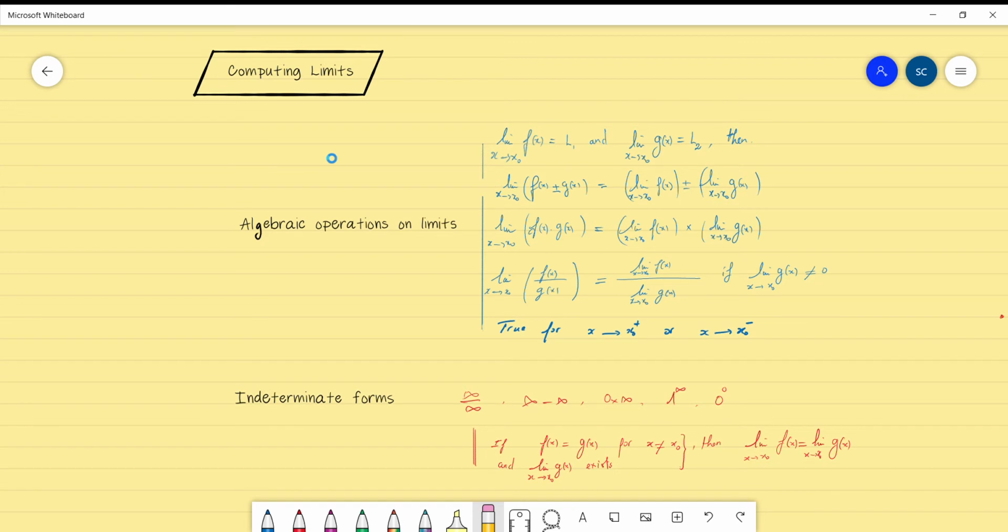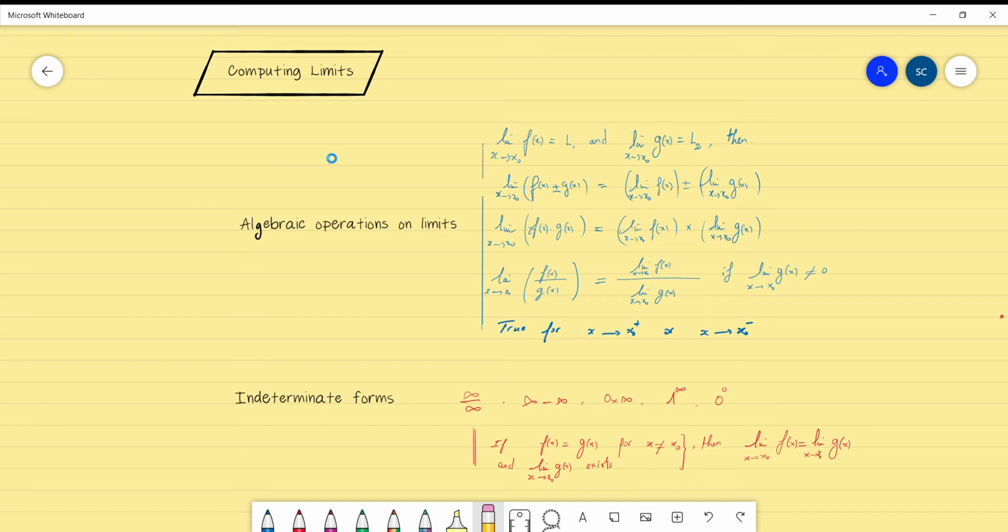In this section, we will learn how to compute limits. Okay, last time we learned the intuitive meaning of the limits. Today, we will learn how to compute it. So the first situation where it is easy to compute is when we are dealing with functions where we know already they have their limits.